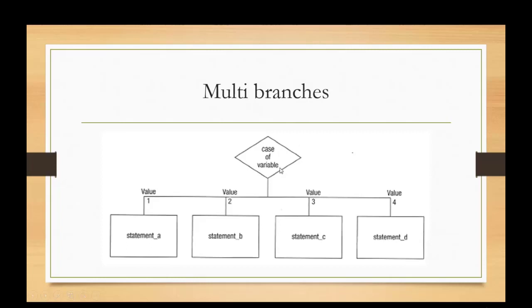There are multi branches, case of variable. If the variable has value 1, go to here. Value 2, go to here. Value 3, go to here. Value 4, go to here. You can make it as multi choices.